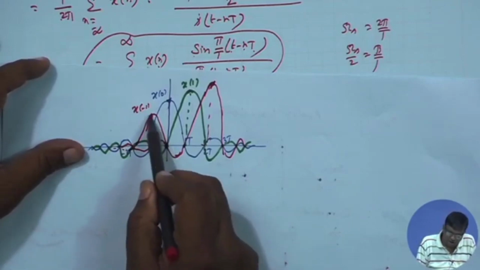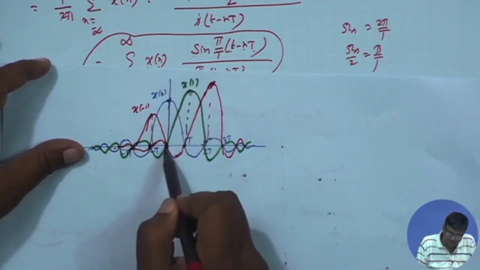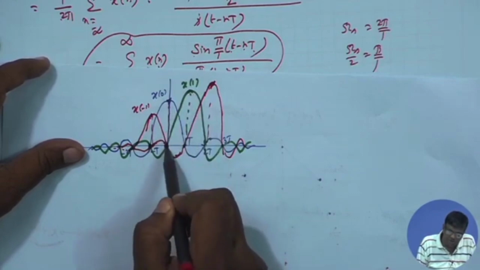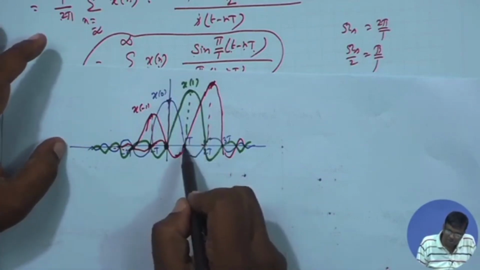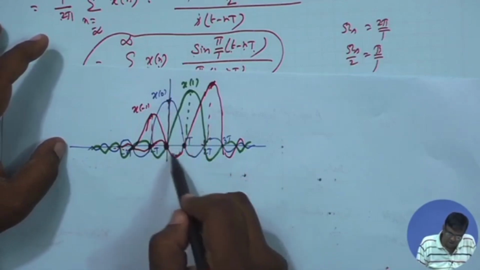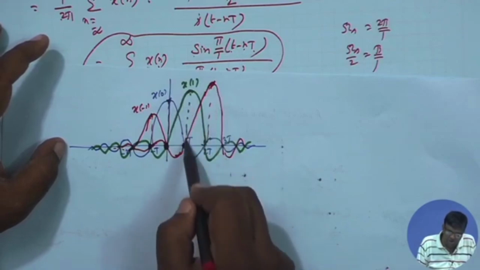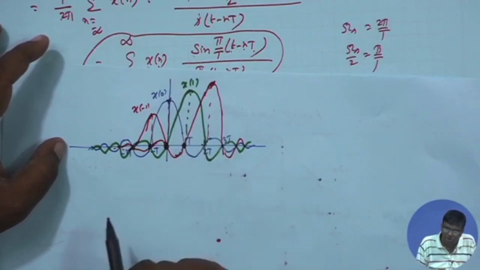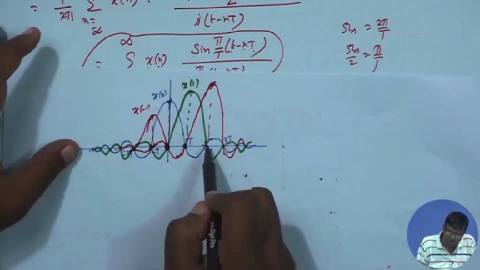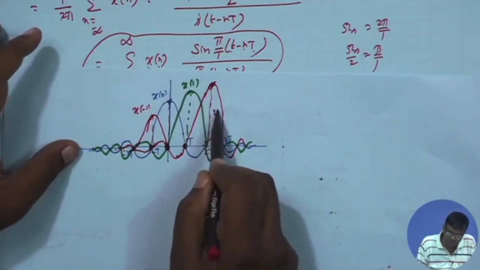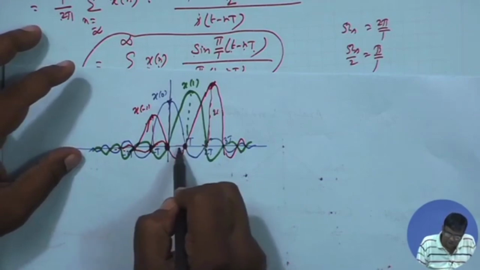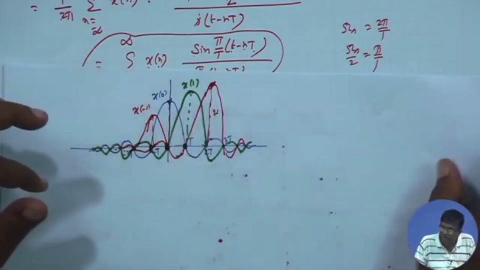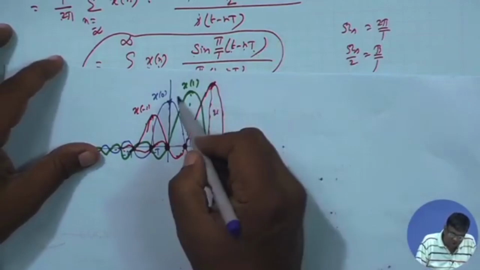At n equal to 0, everybody else is going through origin, only this one remains as it is. So, summation will be x 0 because others are 0. Similarly, at capital T, this is going through 0, this is going through 0, only this one remains, its value is x 1. So, at capital T, value remains x 1, at 2t, value remains x 2, at minus t, value remains x minus 1. At intermediate points, they get added, and that is how this function is formed.